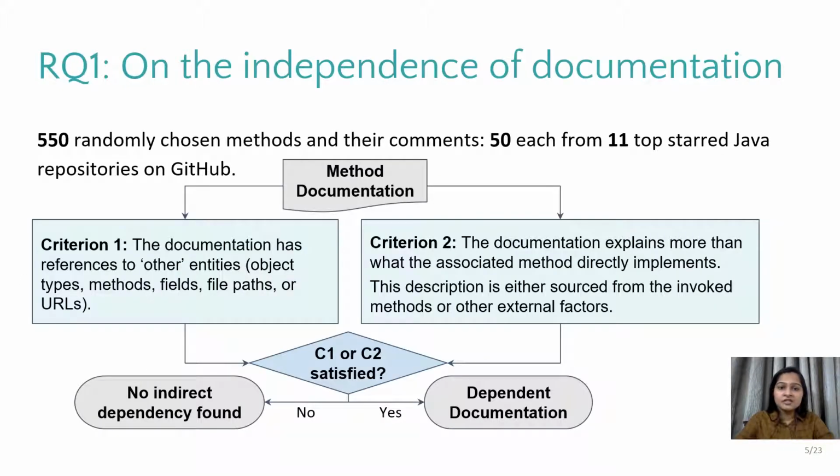In the first phase, we study the prevalence of dependencies in the documentations. We shortlisted 550 random methods from 11 open source projects in Java on GitHub. The annotator checked for the satisfaction of at least one of the two criteria to label a method documentation as dependent. First criterion checks if the documentation contained references to entities such as URLs or method names. This indicates that the documentation content may need to be updated if these referenced entities are altered.